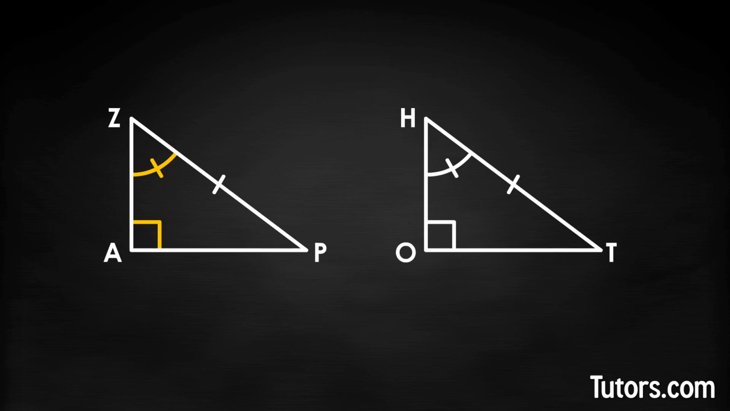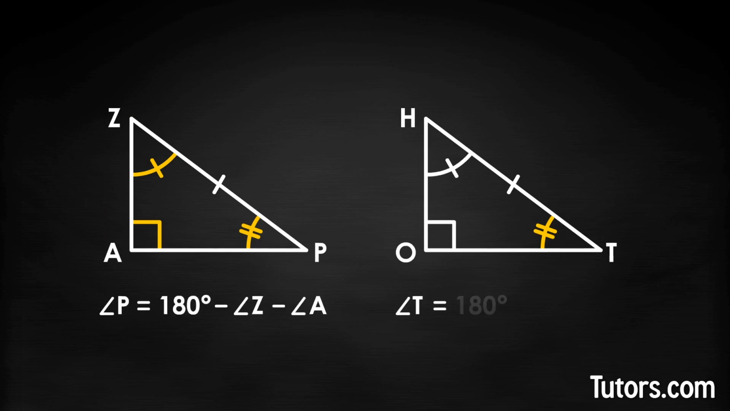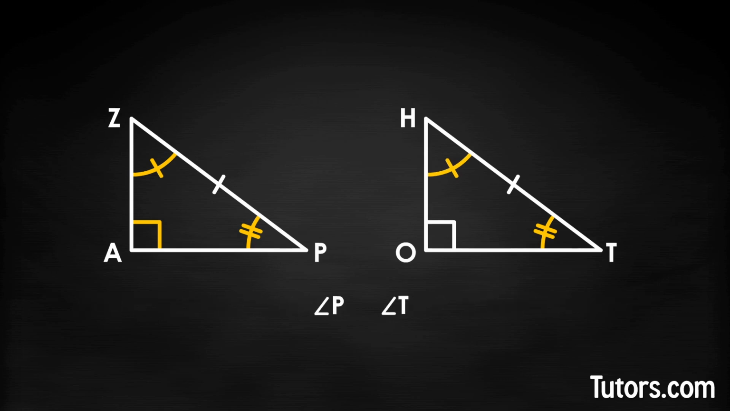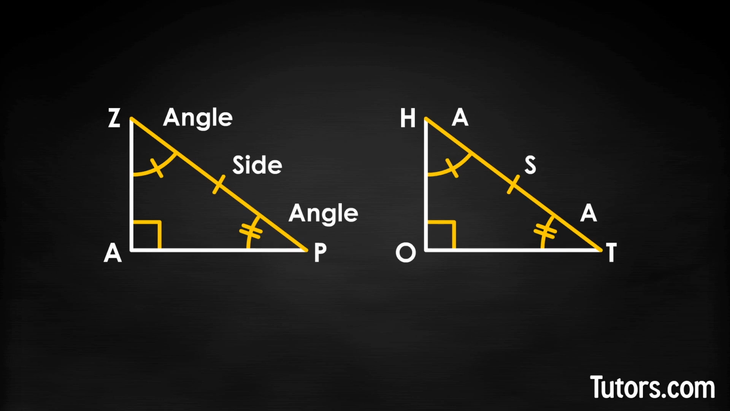Let's look at the remaining angles, angle P and angle T. We know that these two angles must be congruent because of what we said earlier. Given two of the angles, the third angle is found by subtracting the two given angles from 180 degrees. We do not even need numbers for angle Z and angle H. They are congruent. Therefore, angle P and angle T are also congruent. So, if we know that all 3 angles are congruent, and we know that included sides between angles are congruent, then we have the angle-side-angle, or ASA, postulate.